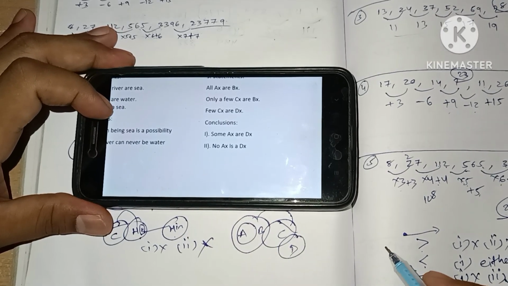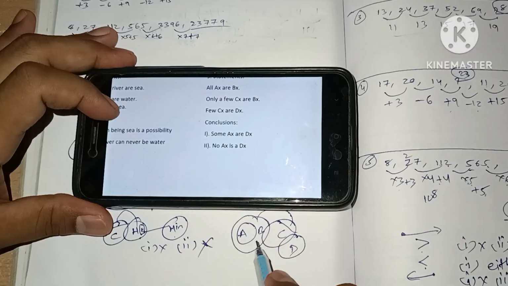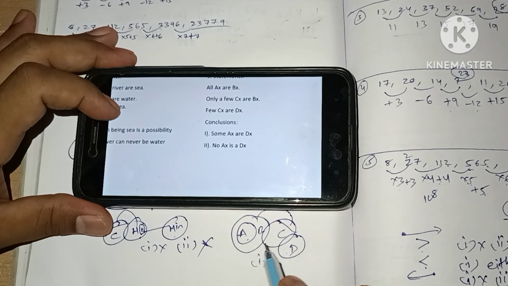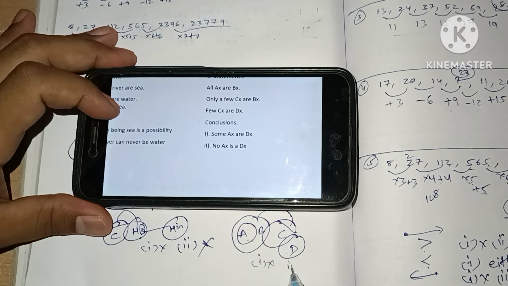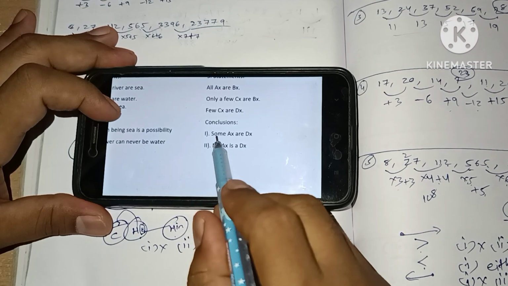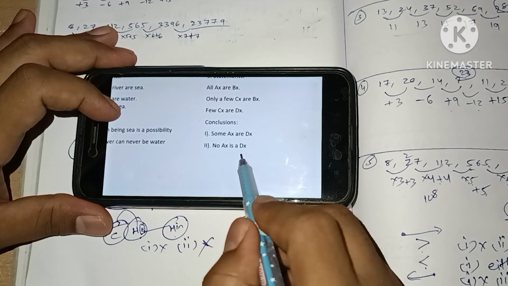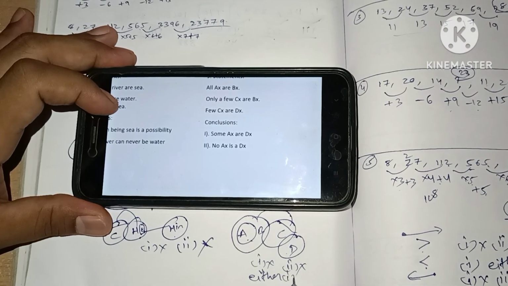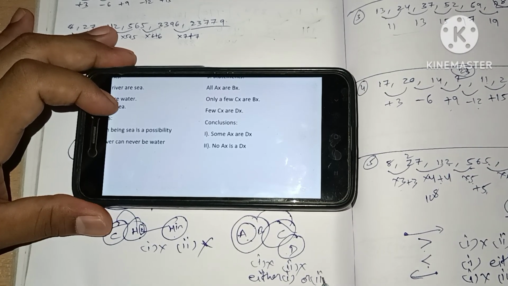Let's see the conclusions. Some A R D. No, the first one is false. No, A is D. Some part can be shared. So the second one is false. Some no case and AX and DX. So it is either 1 or 2 is the answer for this question.